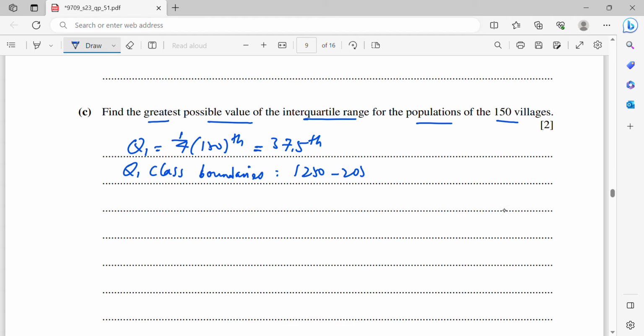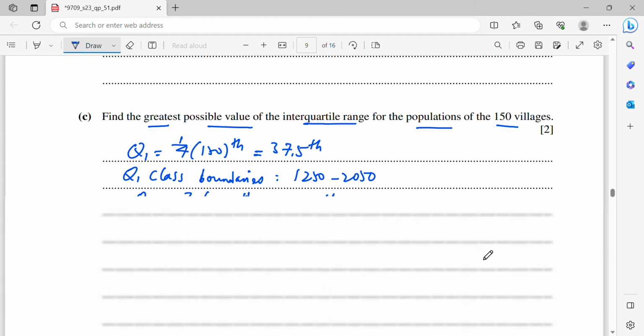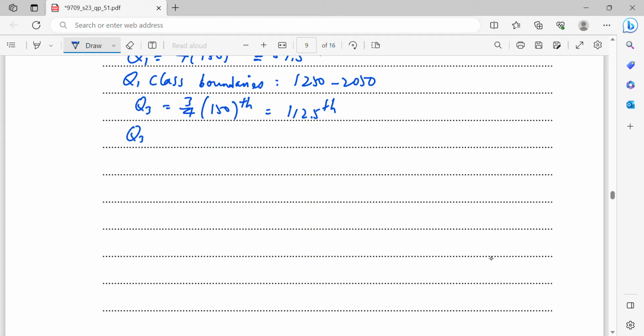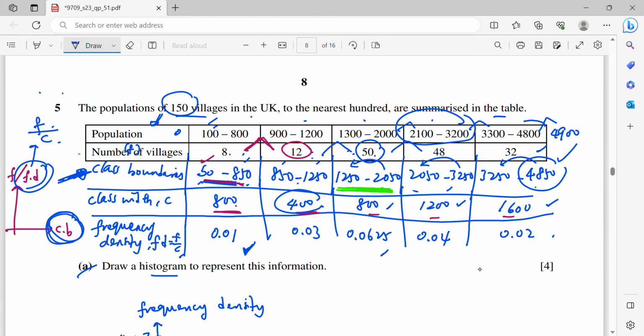Now same for Q3. Q3 will be 75%, or I will say that it is 3/4. So 3/4 of 150, so it's going to be the 112.5th number. So the 112.5th number is in the next class, because the next class is up to 118. So then I will write down the Q3 class boundaries. It's the fourth class boundaries. The first one is 2050 to 3250.